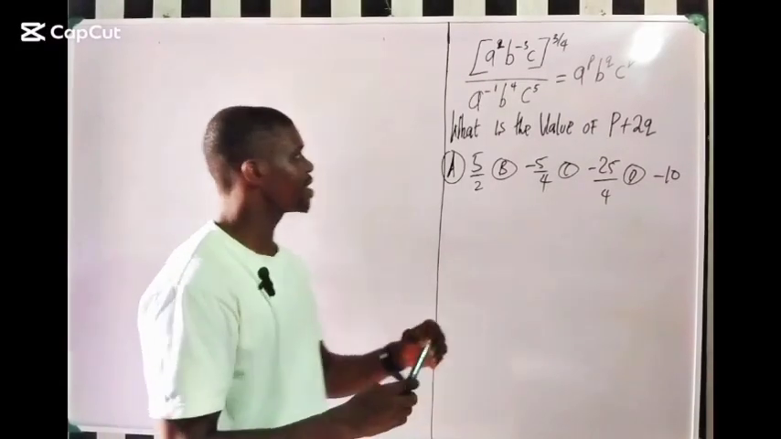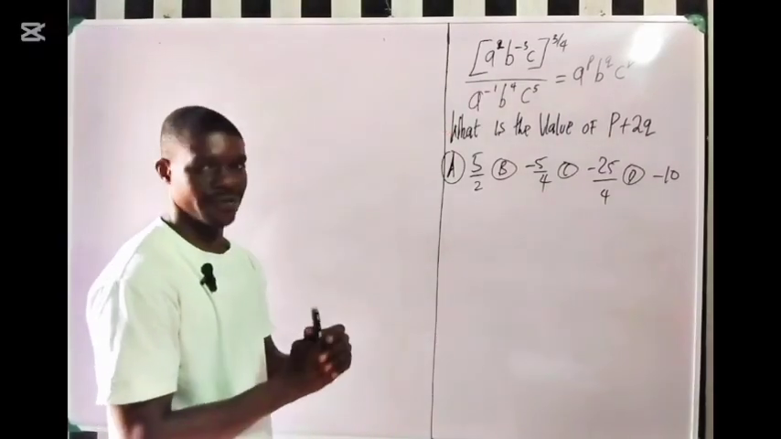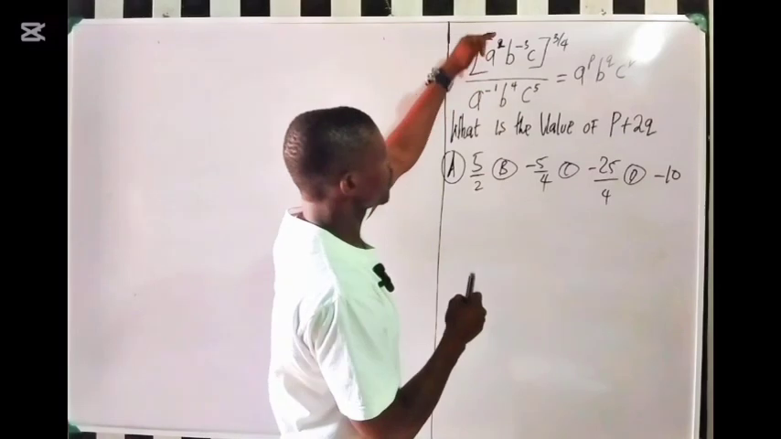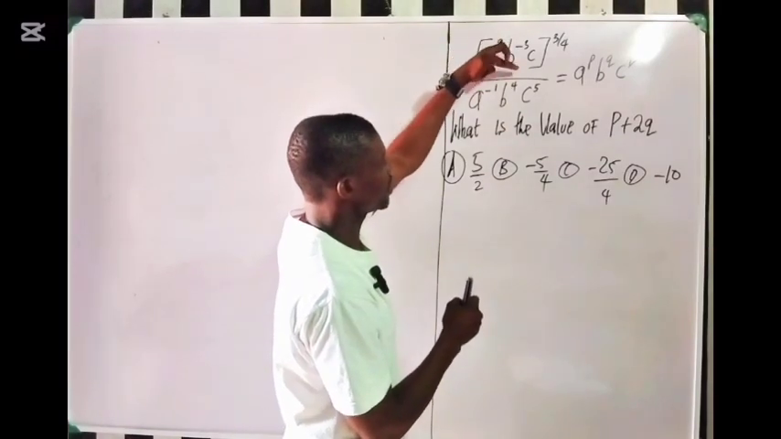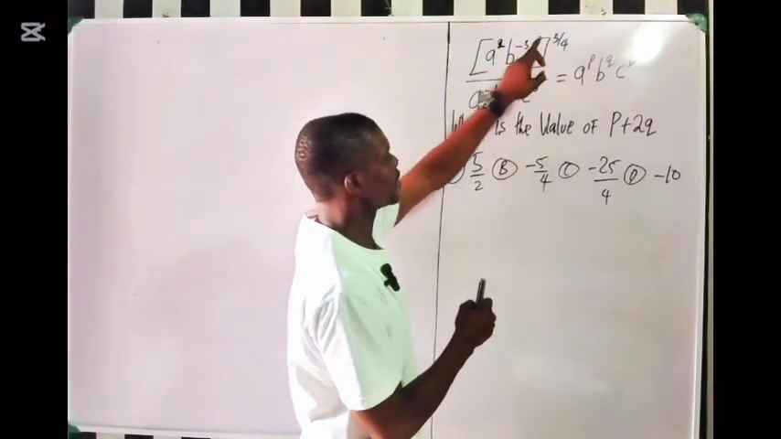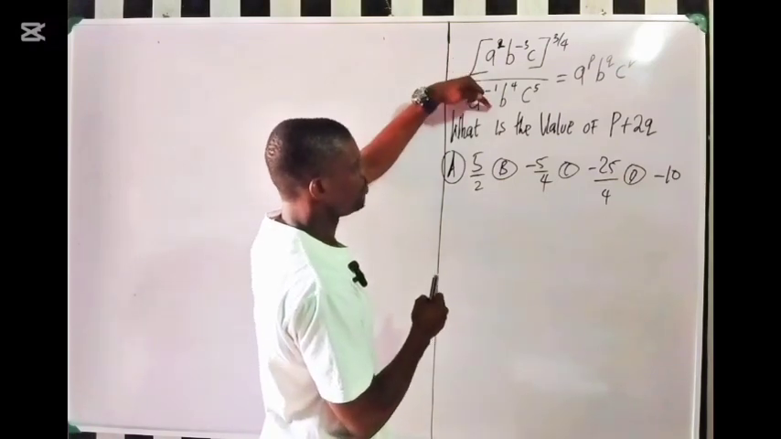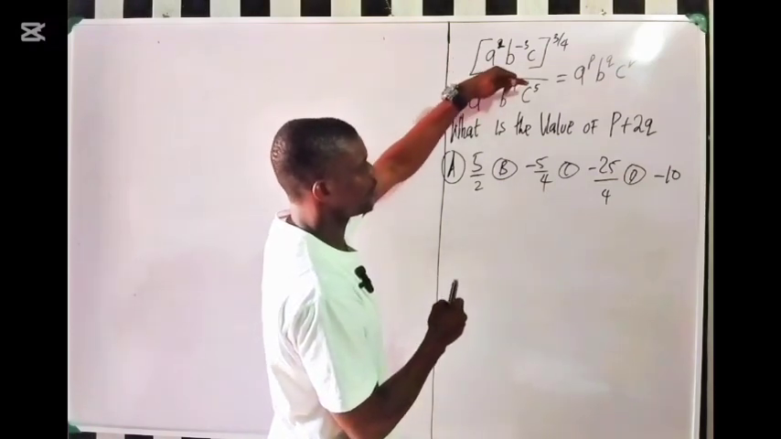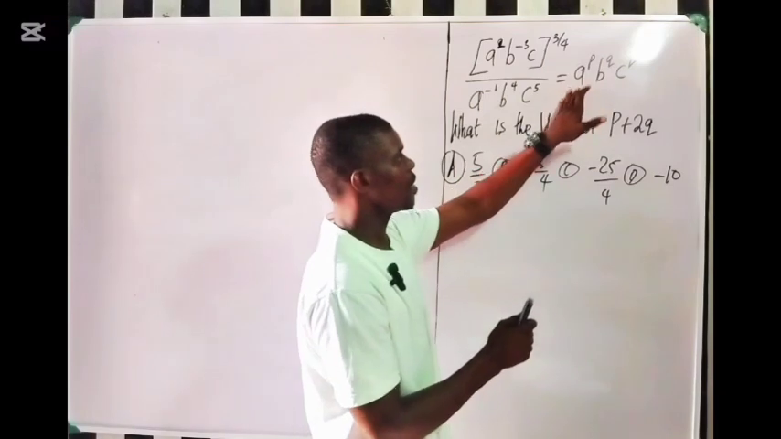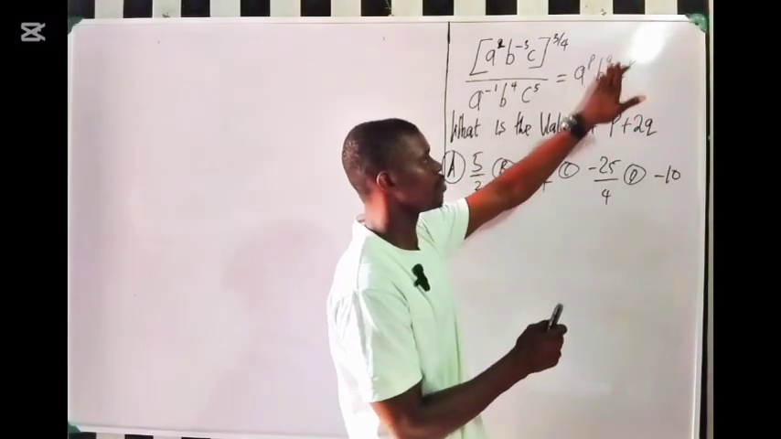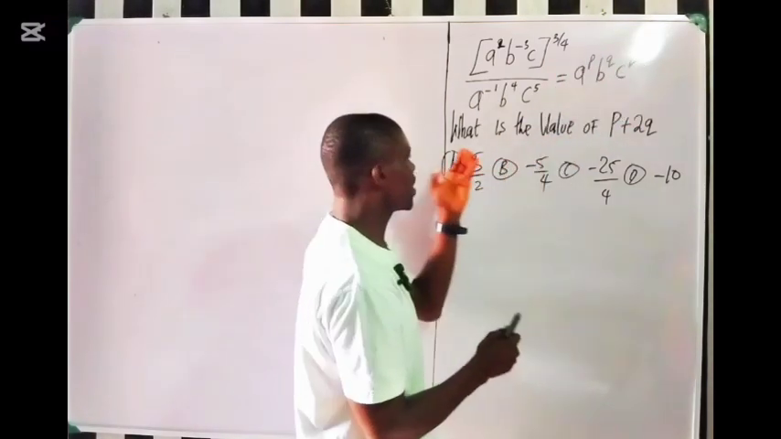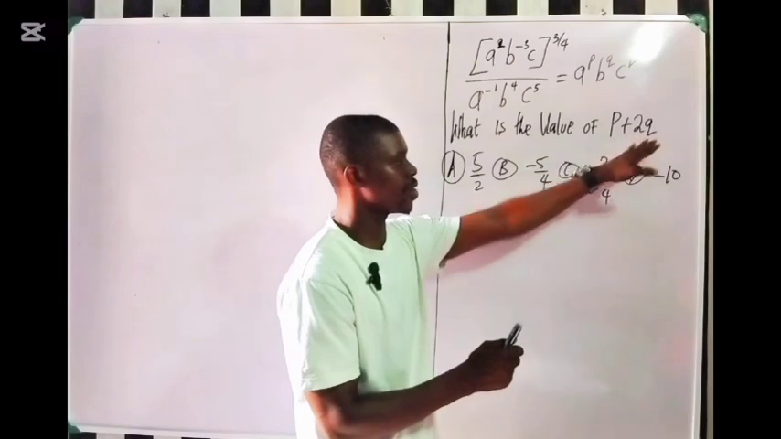Let's evaluate this indices question together. Look at it very well. (A^2 B^-3 C^1)^3 over 4 over A^-1 B^4 C^5 equals A^P B^Q C^R, right? Let's say, what is the value of P plus 2Q?